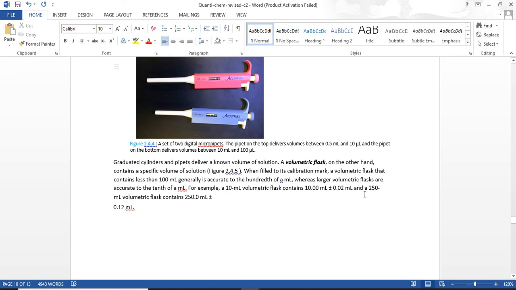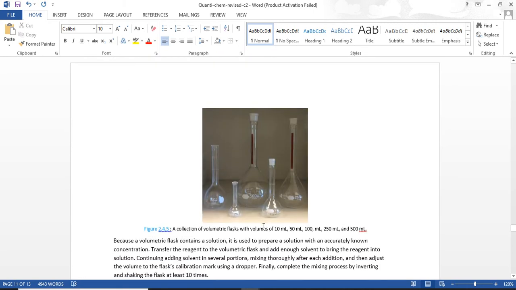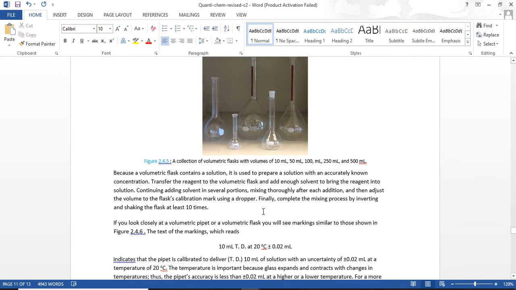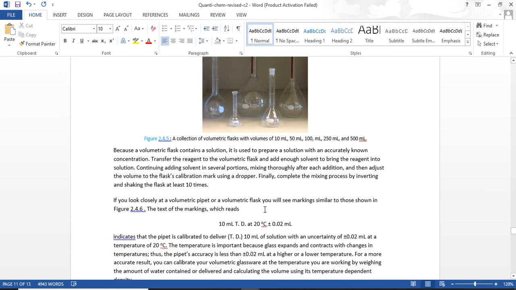It's either positive or negative 0.02 ml when it is full. It's either 10.02, 10.01, 10 ml, or 9.99 ml, 9.98 ml. That is its measuring range. And also your 250 ml flask contains either 250 ml, positive or negative 0.12 ml.